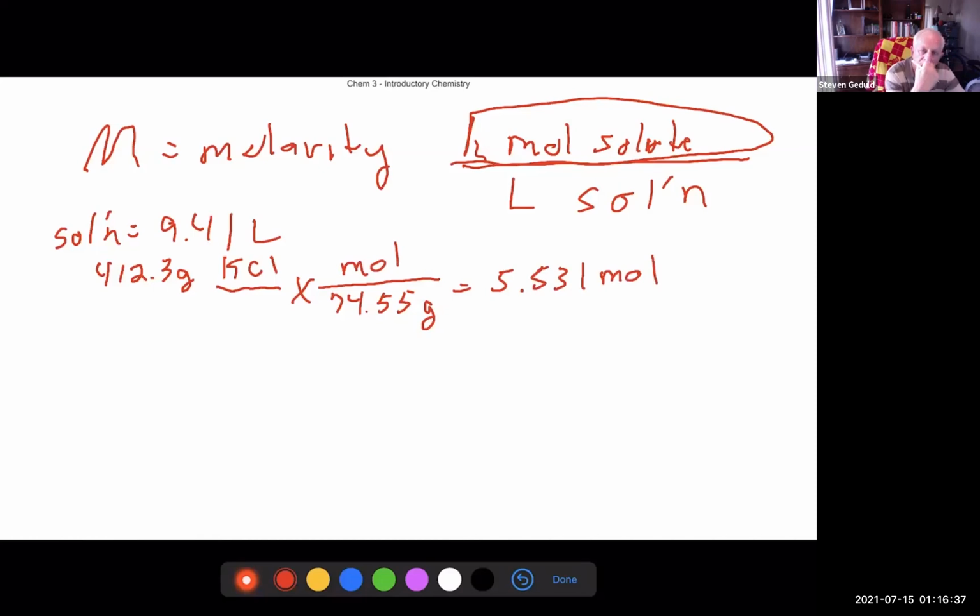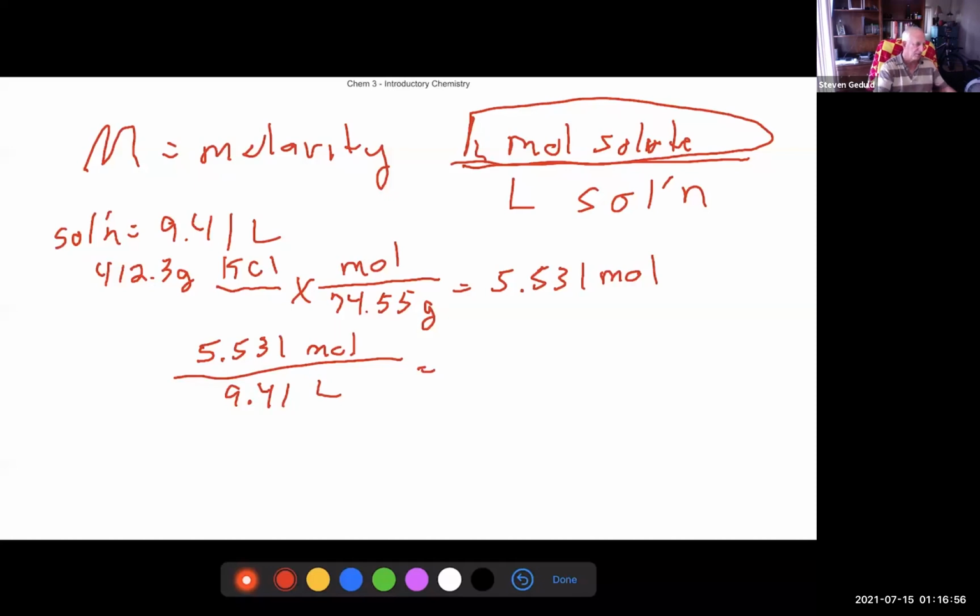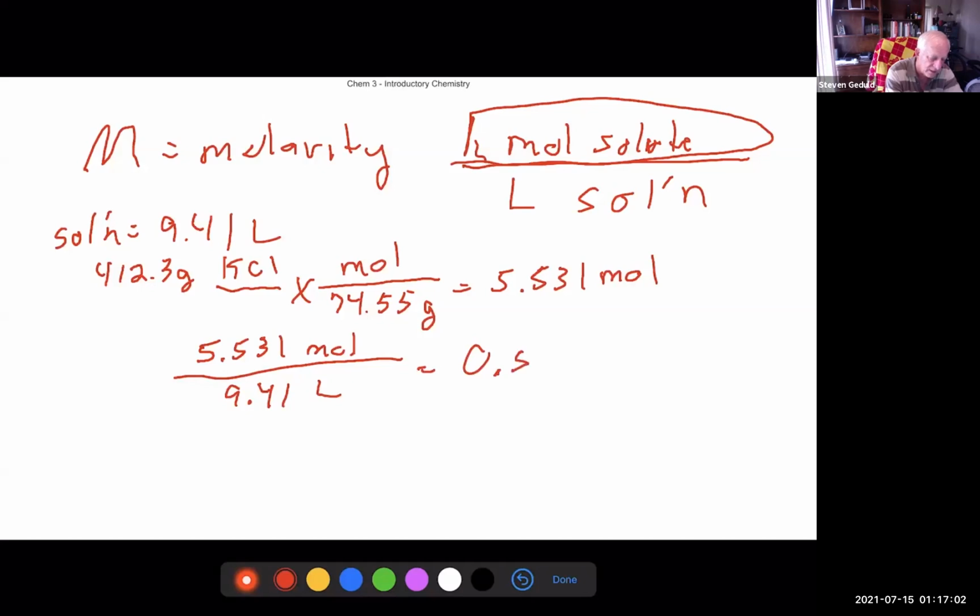Okay, so now we've got moles and we've got liters of solution. Molarity is moles of solute, 5.531 moles, per how much solution do we have? We have 9.41 liters of solution. That gives us molarity. So 5.531 divided by 9.41 comes out to 2.588 molar. And that molar just means moles per liter of solution, it is molarity. Pretty straightforward. We'll be using that a lot.